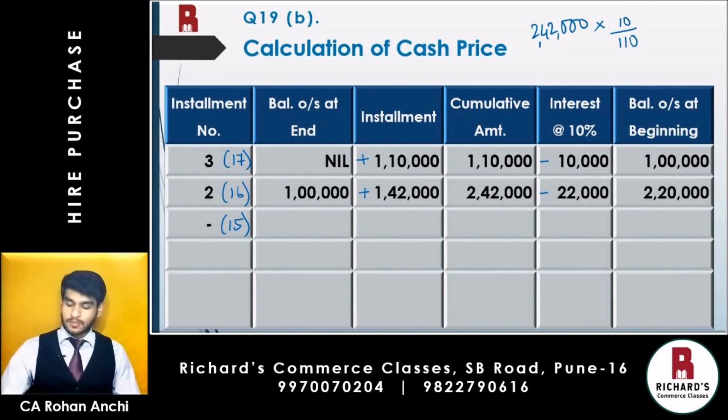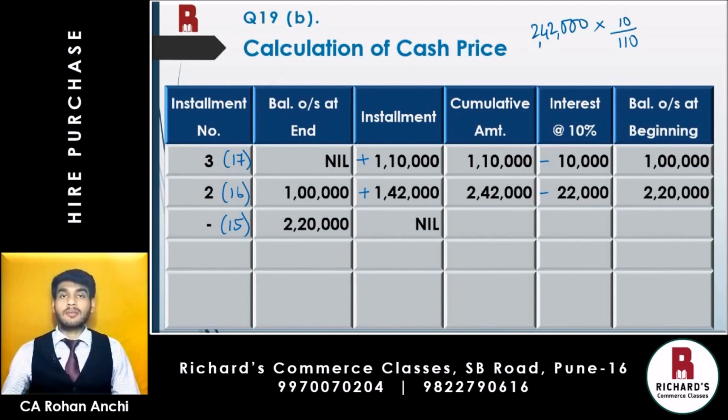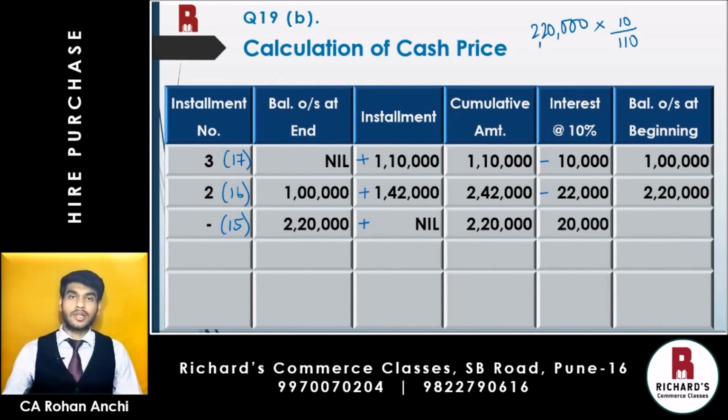So continuing the table, balance outstanding at the end will be 2,20,000 rupees. Installment will be nil, because in 2015 there was no installment paid. Therefore, cumulative amount will still remain 2,20,000 rupees. Calculating the interest there, 2,20,000 into 10 by 110 will give us the interest component, and that comes to 20,000 rupees. And therefore, if we deduct the interest, we get the principal component, and that is 2 lakh rupees balance outstanding at the beginning of that year, that is 2015.